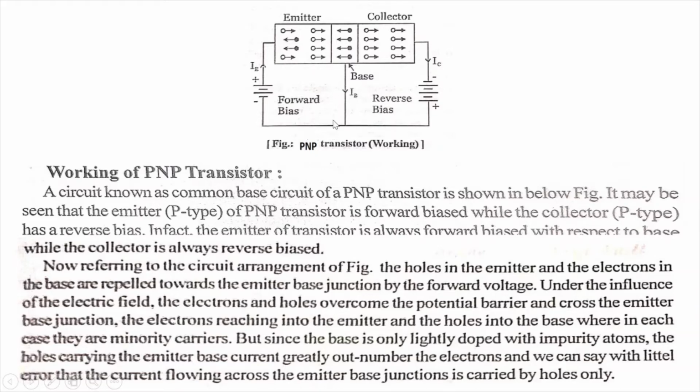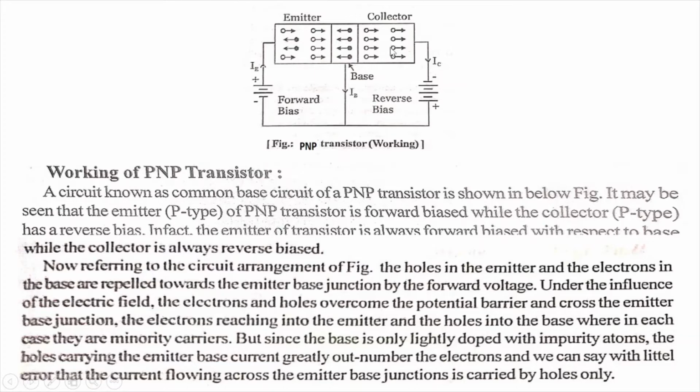Now the figure shows the PNP transistor, a circuit known as a common base circuit of a PNP transistor. It may be seen that the emitter P-type of the PNP transistor is forward biased while the collector P-type has a reverse bias. See in the figure, in a PNP transistor the N-type is sandwiched between P-type. P-type is known as emitter, N-type is known as base, and P-type is known as collector, as shown in the figure.